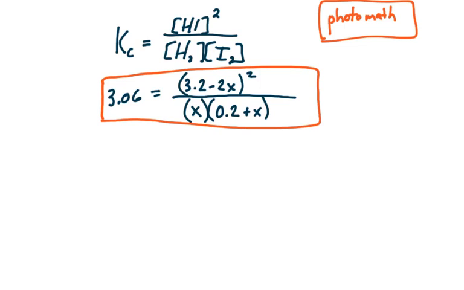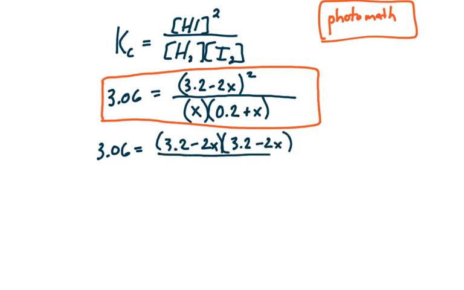So what's our first step? Well, the first thing I want to do is take this from the bottom. Let's distribute it out. So I'm just going to work through it one step at a time in my own way. There are many different ways to approach this. So 3.06 is equal to, let me write this out. And then we can distribute it over 0.2x plus x squared.